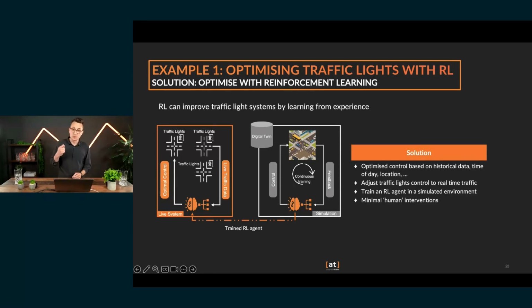This approach has several advantages. So we can obtain optimized and learned control based on historical data, but also information like time of the day or current location. We can adjust our traffic light control to real-time traffic, what's actually going on today or in this hour. And we can also train our reinforcement learning agent in a simulated environment, such that we can train it in a safe and in an efficient way. And another advantage is that we, in this solution, only rely minimally, if at all, on human interventions. So we exclude a lot of bias or subjectivity in designing these systems.